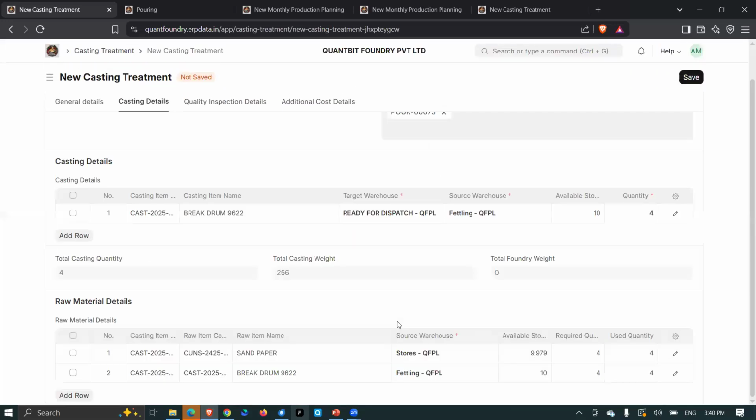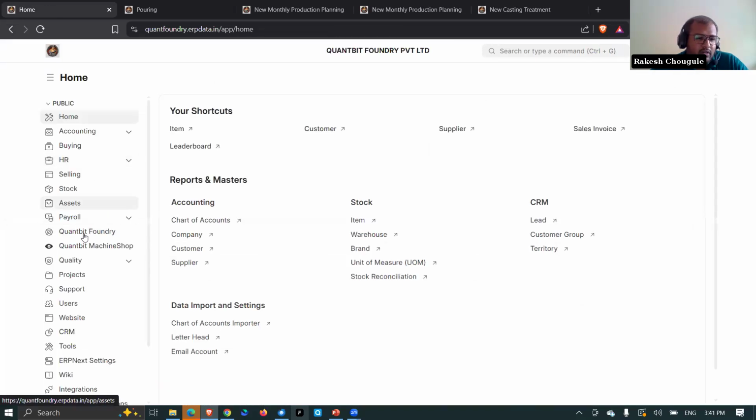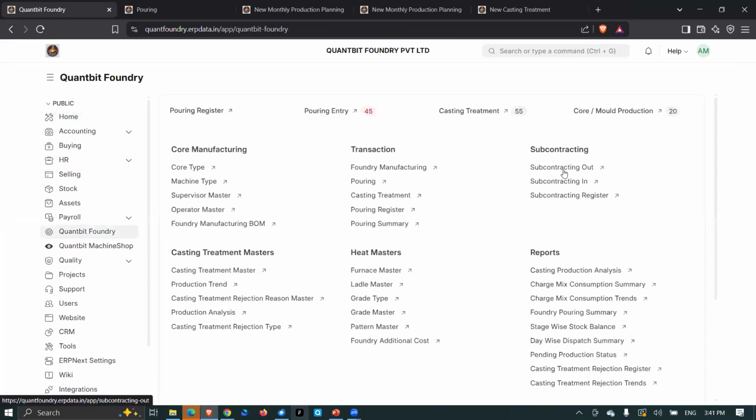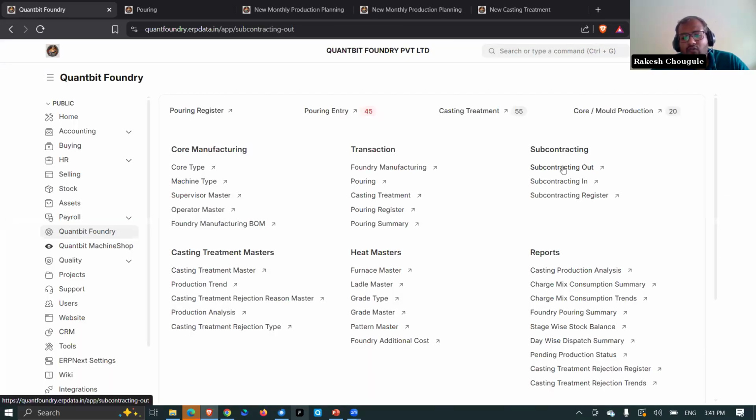If a certain machine breaks down and an accident happens, and we shift the casting to an outsider, that is, subcontracting out, there is no such locking right now for subcontracting out. In certain cases, as you mentioned, there will be accidents and we have to move the casting outward. If there is a lock, then the sequence is lost. So how will we break that sequence and send it out instead?